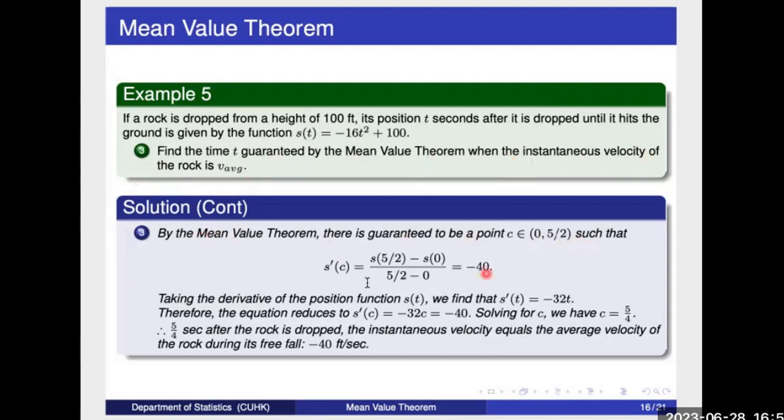of c equals -40. By taking the derivative of the position function s(t), we determine that s prime of t equals -32t. Consequently, the equation simplifies to s prime of c equals -32c equals -40. Upon solving for c, we find that c equals 5/4. Therefore, at 5/4 seconds after the rock is dropped, its instantaneous velocity equals its average velocity during its free fall, which is -40 feet per second.